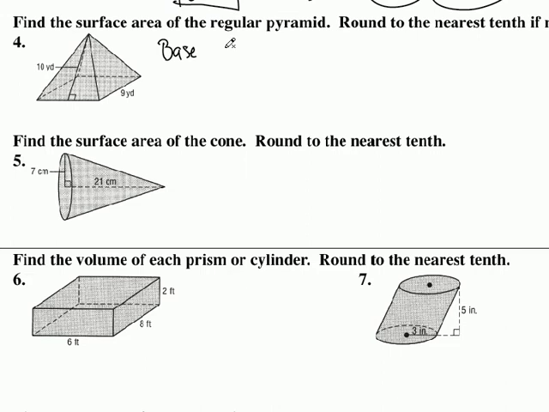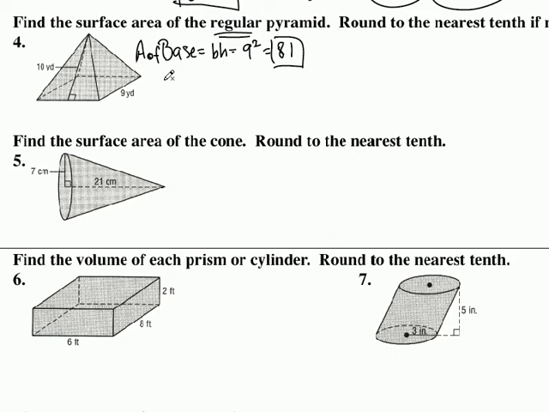Now it says it's a regular pyramid. So look at this. It's 4 sides and one side is 9. That means all 4 sides are 9. So the area of the base is equal to just base times height, which is 9 times 9, or 9 squared, which is 81. Again, we'll put that in a box for safekeeping, and then we'll add that to the lateral surface area.